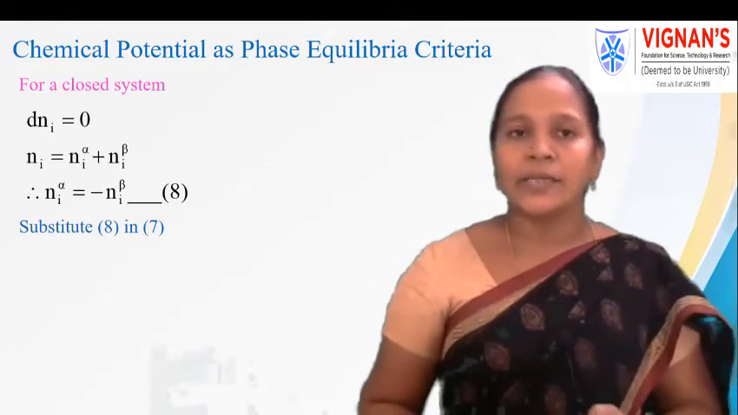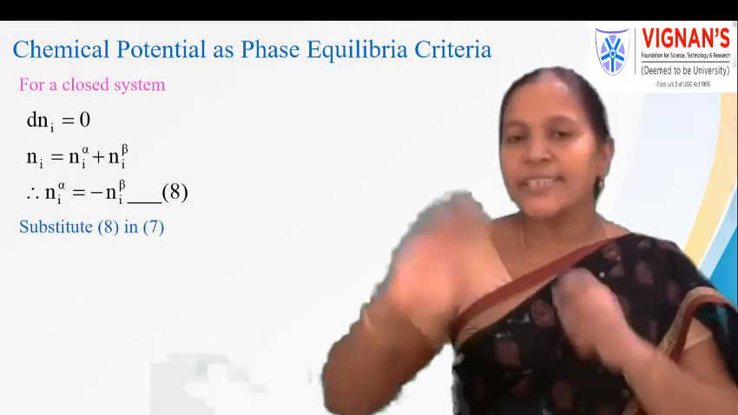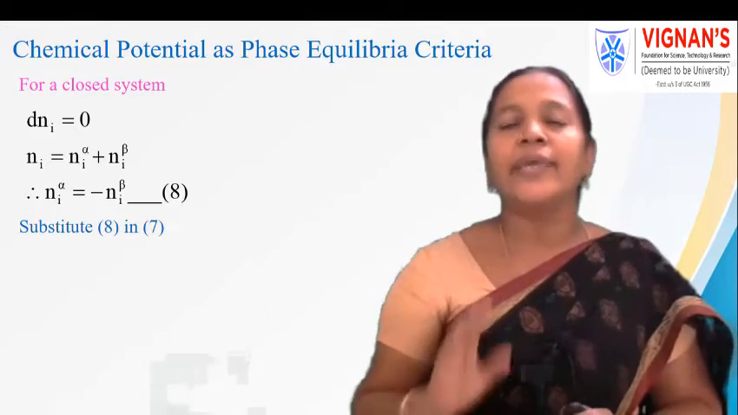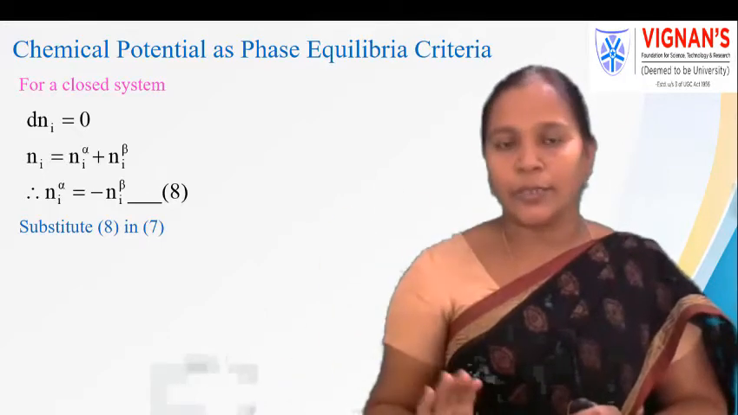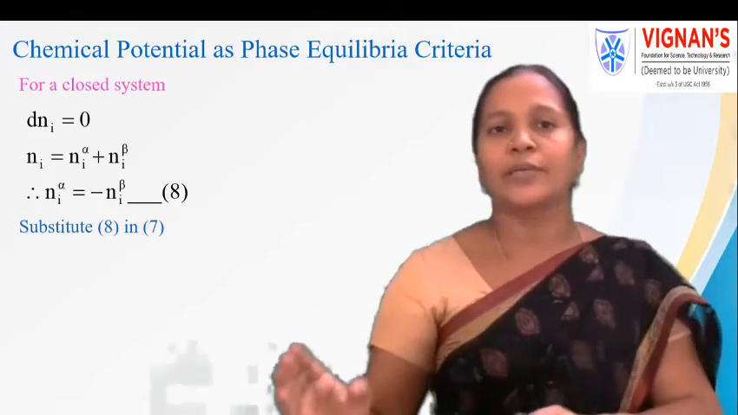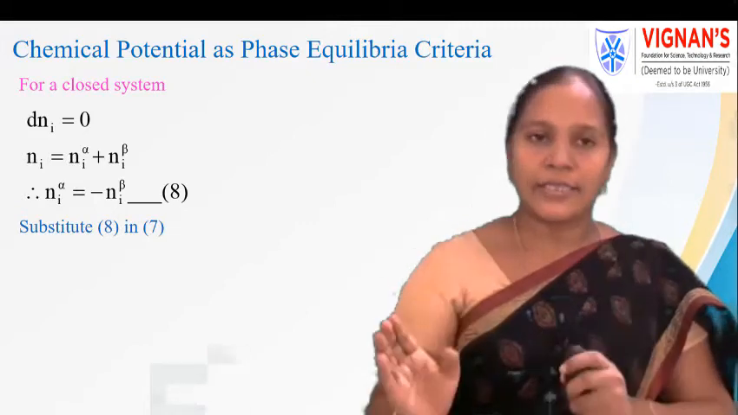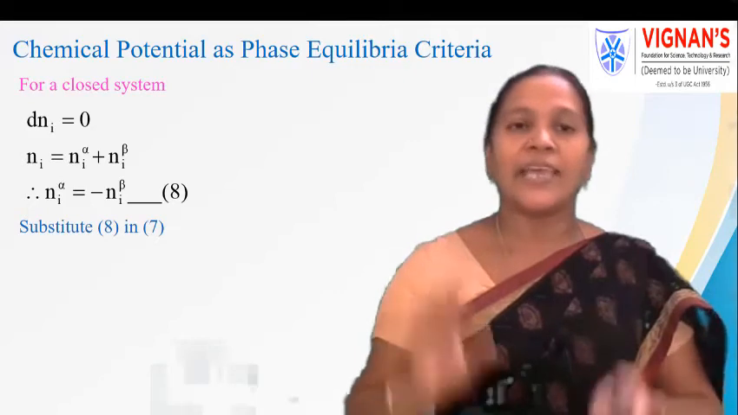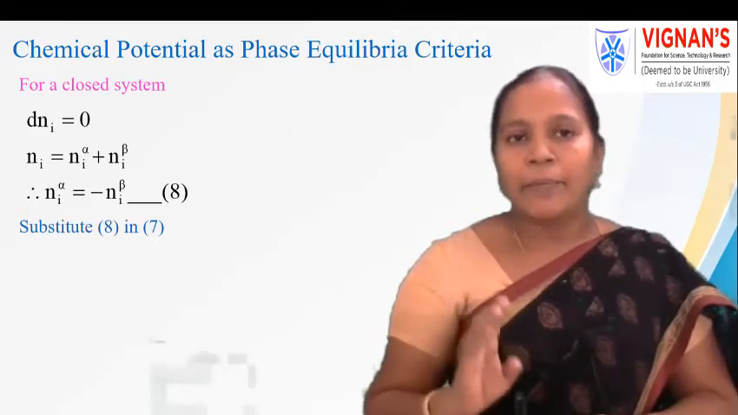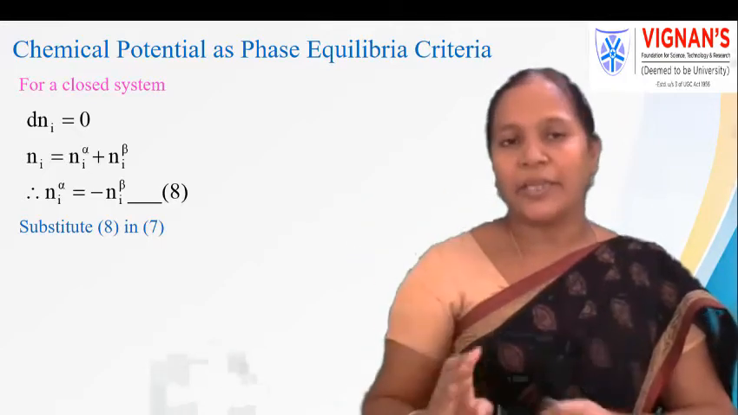Now consider a closed system. For a closed system, the change in number of moles is equal to 0. That means dni is equal to 0. For a closed system, the total number of moles is equal to the sum of the individual moles. That is, ni is equal to ni power alpha plus ni power beta. Therefore, dni power alpha is equal to minus dni power beta.